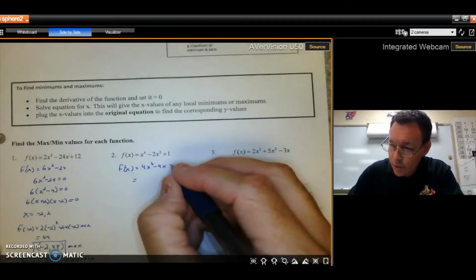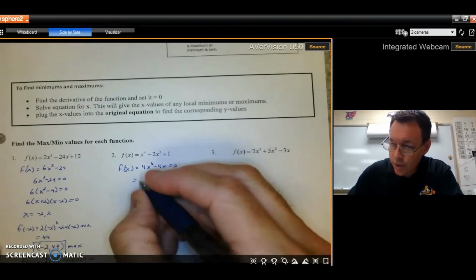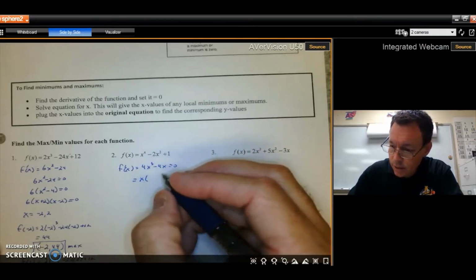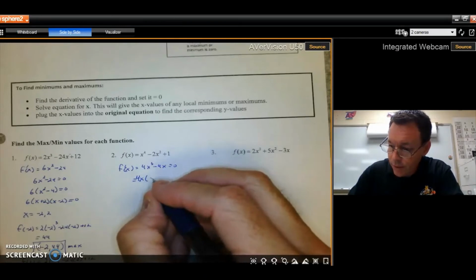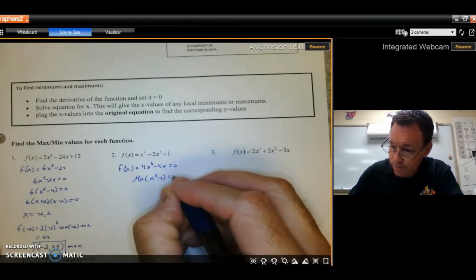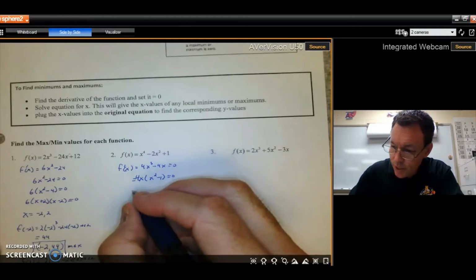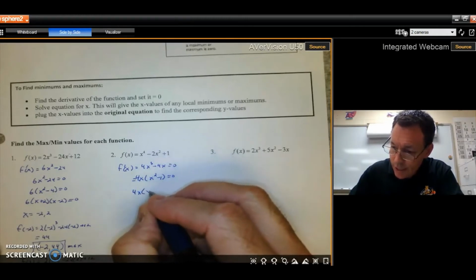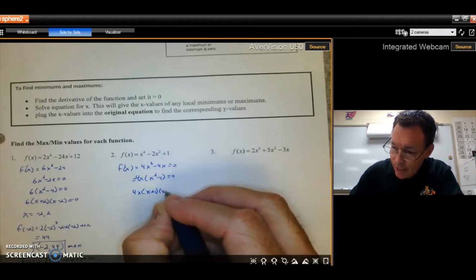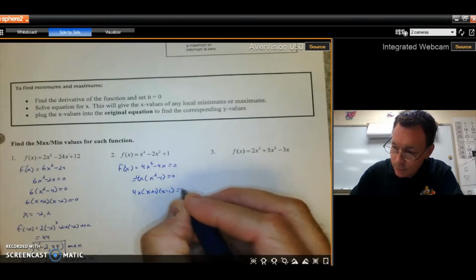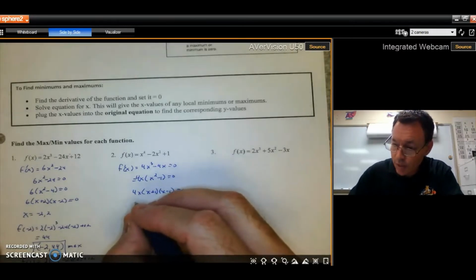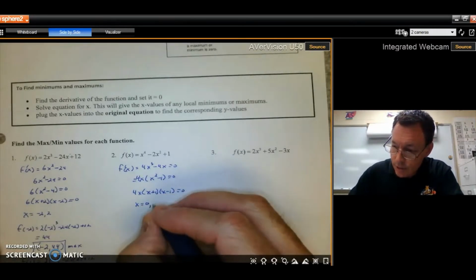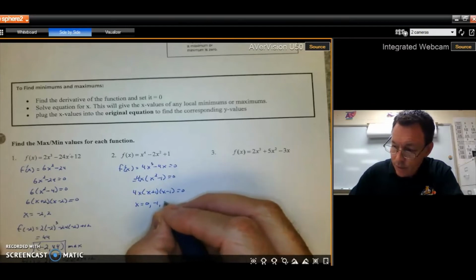If you're setting this equal to 0 and solving, the first thing you'd want to do is factor out an x. Actually, factor out a 4x. Factor out that 4 as well. And that'll leave me with x squared minus 1. This is the difference of squares again, so this is 4x, x plus 1, x minus 1. And so this actually has 3 places where the slope is 0: x equals 0, negative 1, and positive 1.